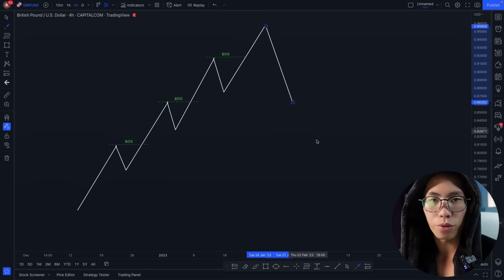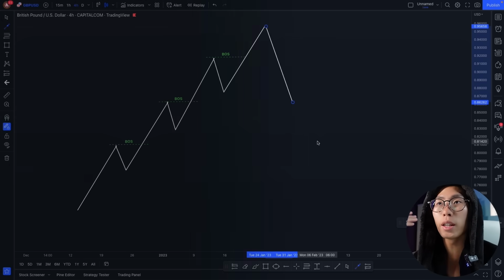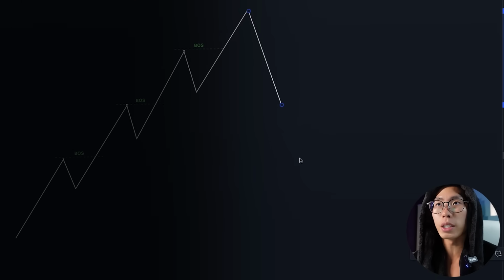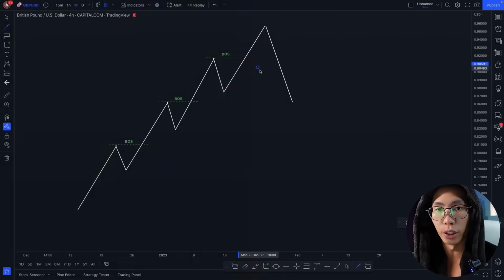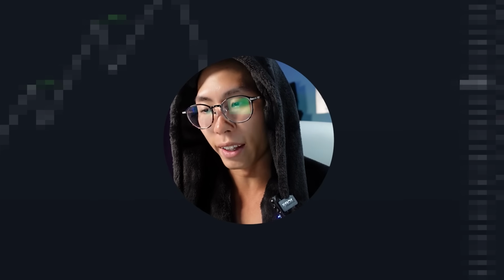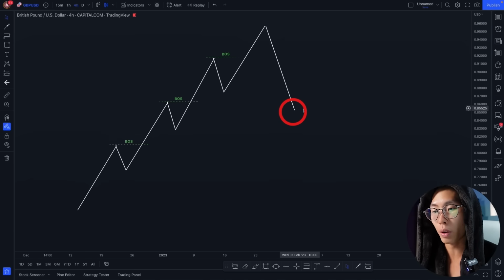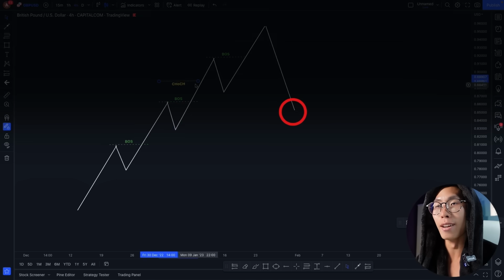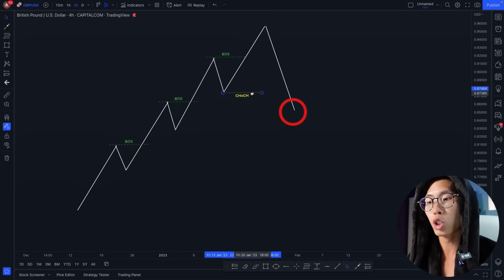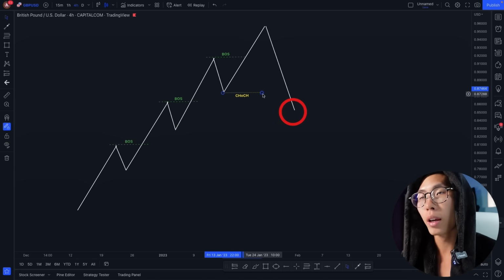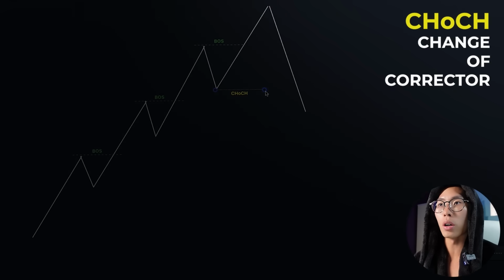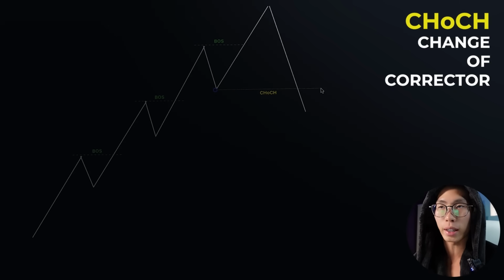So at some point of time, price will eventually lose momentum and start reversing in the other direction. And for this reversal to be valid, price has to break the previous higher low. So this is the previous higher low and price has to break below it for it to be valid. So once this move has happened, this is what we call the CHoCH, or rather a change of character, CHoCH.